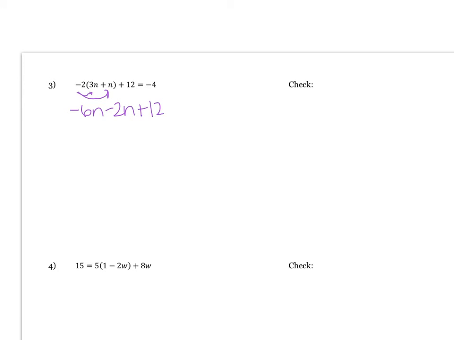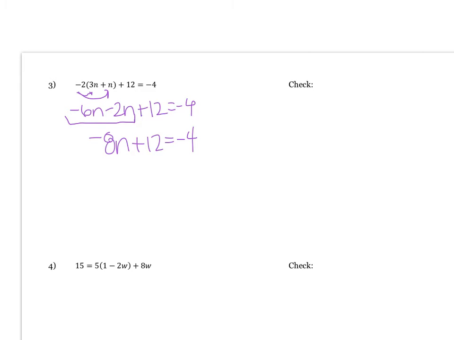Rewrite my plus 12, and then we want to set that equal to negative 4. Well, before I solve, I need to combine like terms. So I have a negative 6n minus 2n. We get a negative 8n plus 12 is equal to a negative 4.